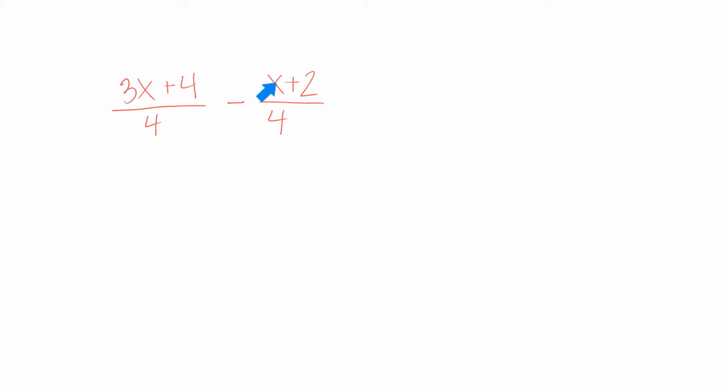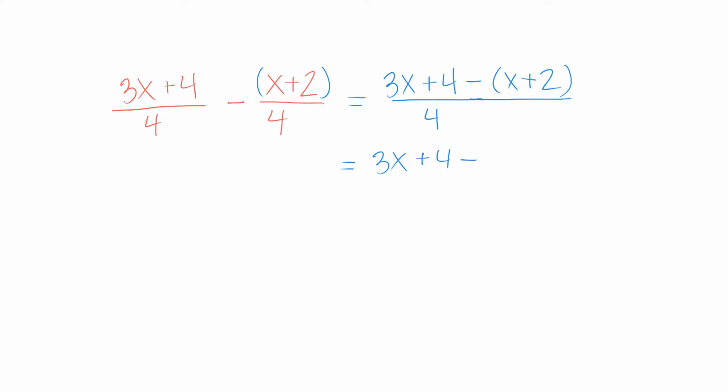Again, I see my binomial, I see its subtraction. I'm going to go ahead and throw some brackets around that one so I don't forget. I've got a common denominator of 4. Just going to leave that. I'm going to use my first one, 3x plus 4. Now I need to subtract both pieces. So I'm going to have minus x plus 2. I'm going to rewrite it and distribute that negative. So minus x minus 2 over 4.